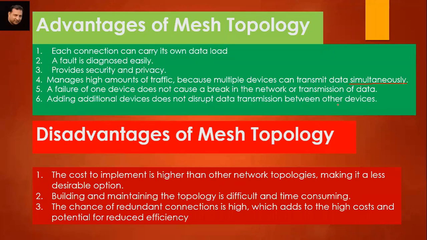Now, disadvantages of mesh topology. The cost to implement is higher than other network topologies, making it a less desirable option. Building and maintaining the topology is difficult and time consuming. Third, the chance of redundant connections is high. Redundant means duplicate connections, because there are so many connections. Now, one is connected to so many nodes, so there are chances of redundant or duplicate connections, which adds to the high cost and potential for reduced efficiency and even security.